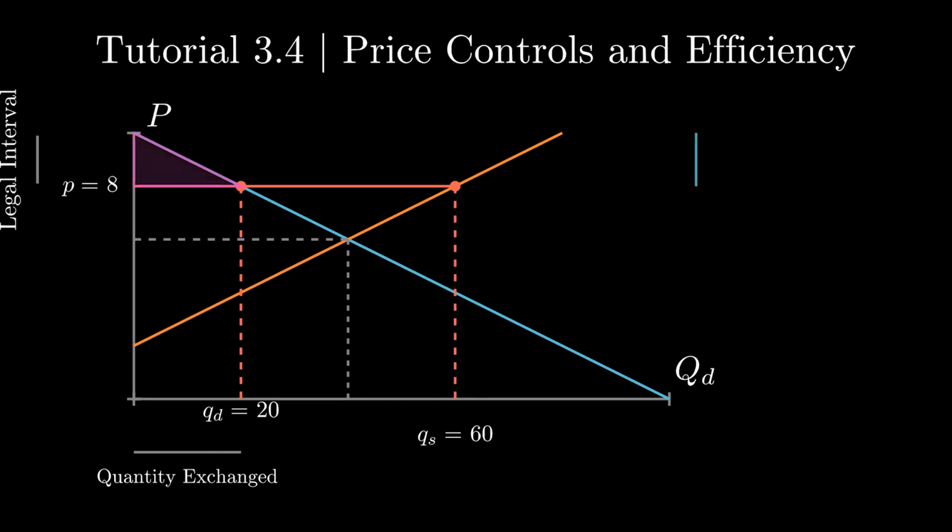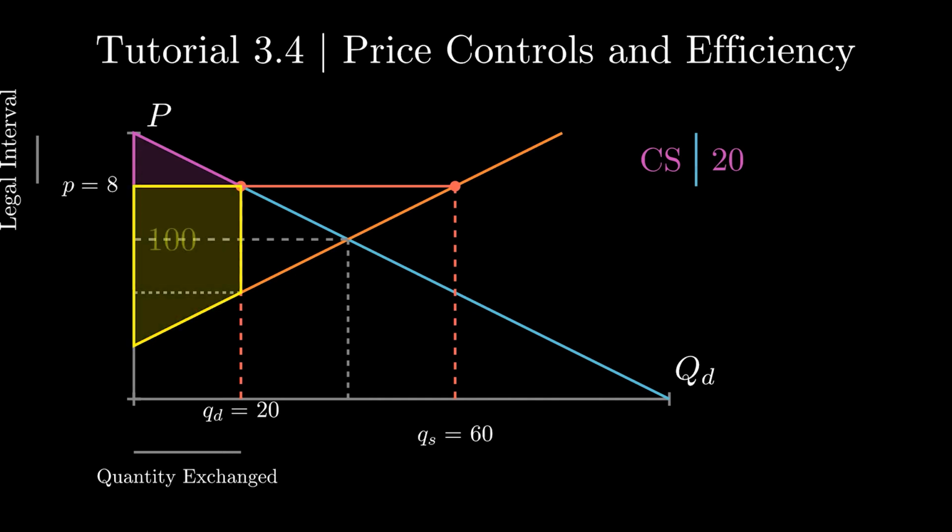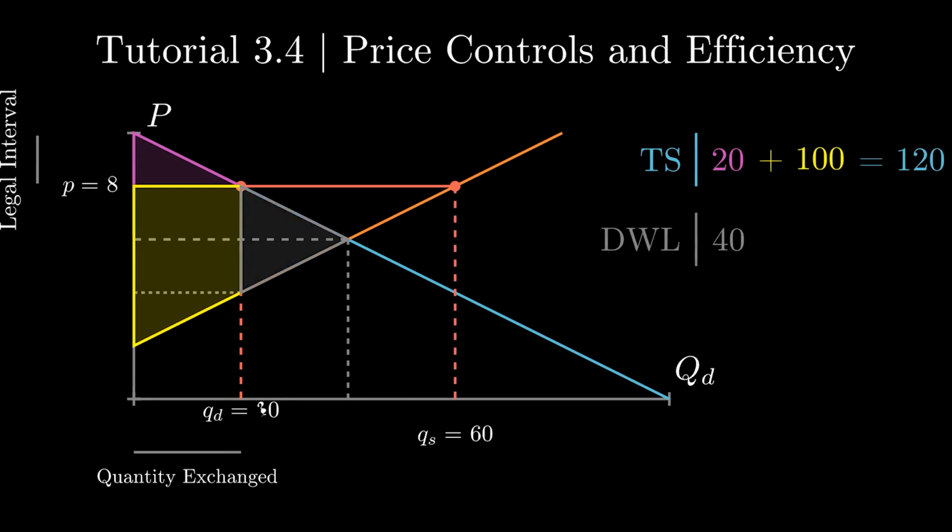As we've done before, consumer surplus is the area below the demand curve, above the price, and inside the quantity exchanged. Producer surplus is the area below the price, above the supply curve, and inside the quantity exchanged. And finally, deadweight loss is the area between the supply curve and the demand curve, above the lost quantity.